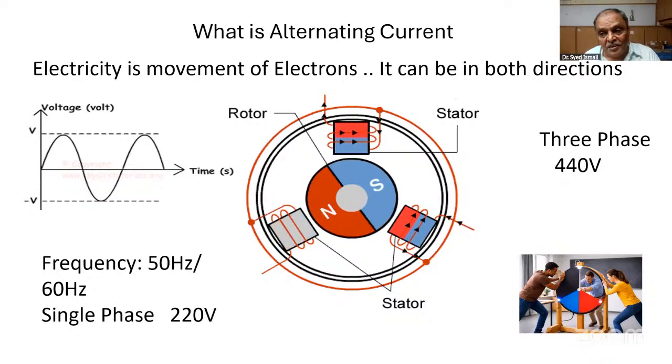Now, one more question comes. You see, in Asia, we normally use 50 hertz. 50 times the electrons move forward and reverse in a second. Whereas in the US, it is 60 times a second, 60 hertz. So why do we need 50 hertz and 60 hertz? This has to do with the human eye.